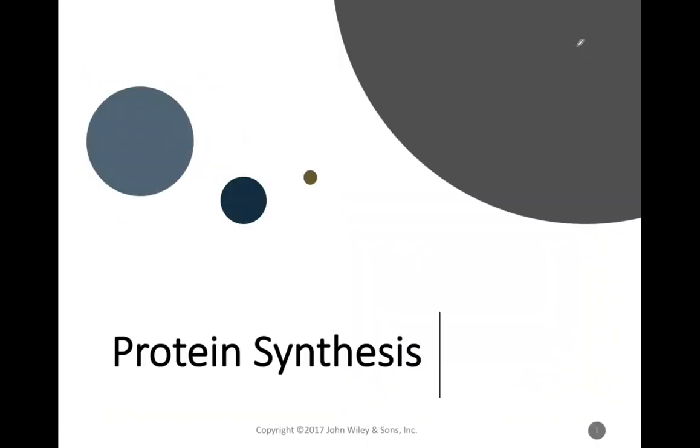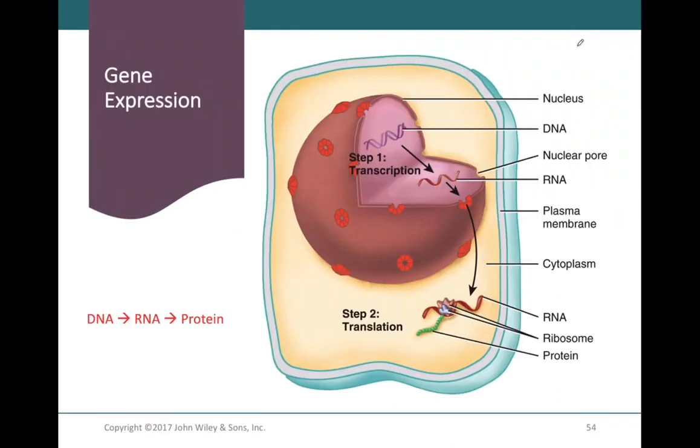So our final topic for Chapter 3 is going to be protein synthesis. Proteins do so much for our bodies, and so it's important that we understand how these proteins are made. So protein synthesis refers to the formation of proteins. Protein synthesis can be broken down into 2 stages. Those 2 stages are transcription and translation. Transcription is stage 1, and translation is stage 2.